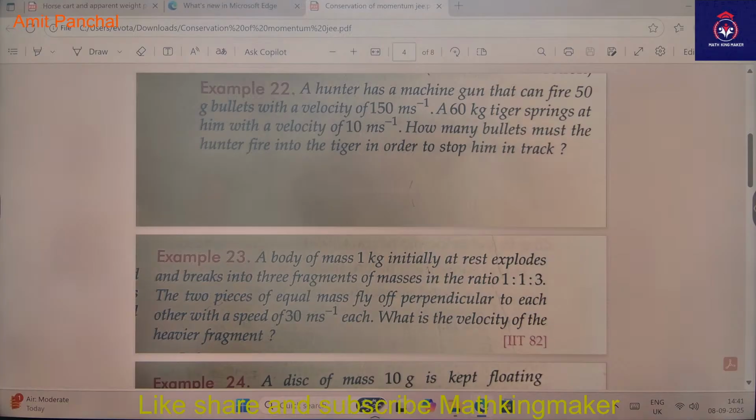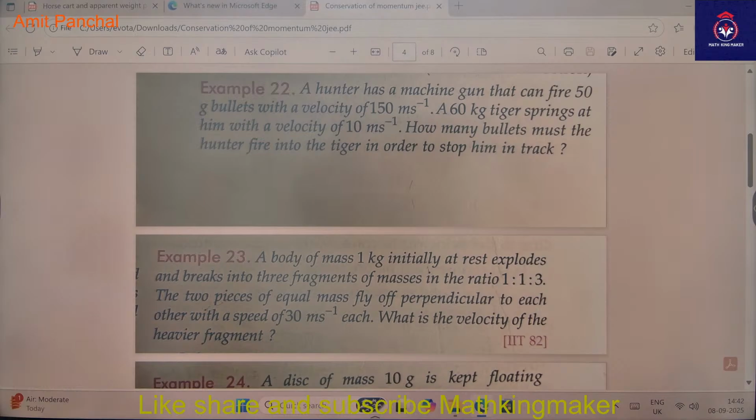How do you do question number 22? A hunter has a machine gun that can fire 50-gram bullets with a velocity. So it's a gun and bullet. The bullet's mass is 50 gram with a velocity of 150 meter per second. A 60 kg tiger springs at him with a velocity of 10 meter per second. How many bullets must the hunter fire into the tiger in order to stop him in his track?